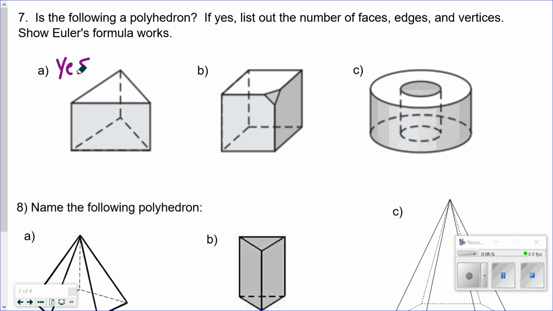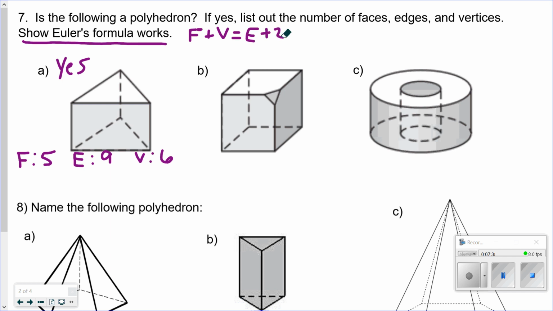So now that it is a polyhedron, let's list out the number of faces, edges, and vertices. And I'm not going to go into much detail as to how to find these. I think we've worked with this for a while now. So for A, faces, there are 5. Edges, there are 9. And vertices, those are just the corners, there are 6. Now we're going to check this using Euler's theorem or Euler's formula. And that is that faces plus vertices is equal to edges plus 2.